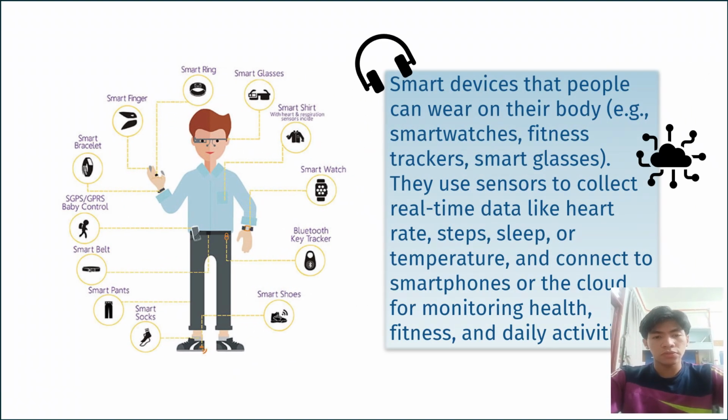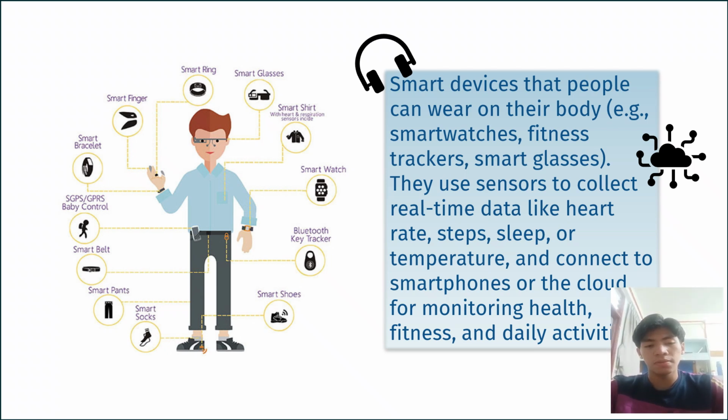So the usage of IoT in wearable smart devices that people can wear on their body. For example, the smartwatch, fitness tracker, smart glasses. They use sensors to collect real-time data like heart rate, steps, sleep, or temperature, and connect to a smartphone or the cloud for monitoring health, fitness, and daily activity.